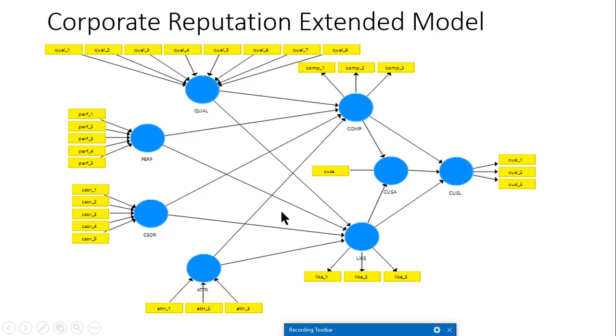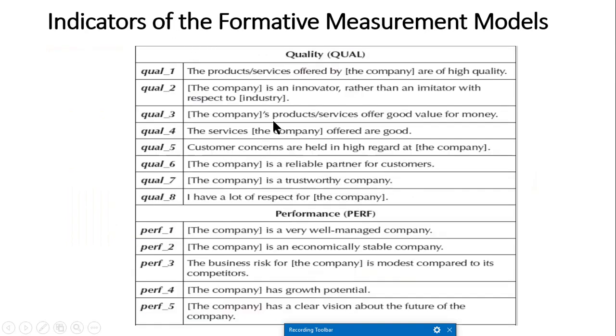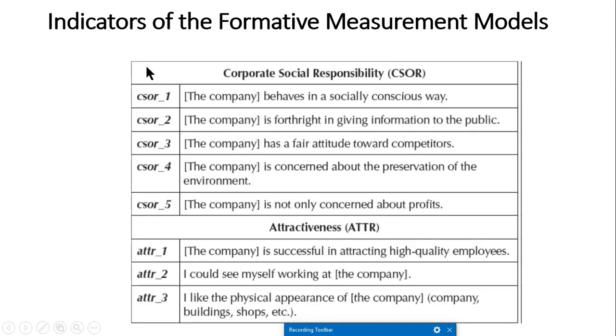After that, for the four exogenous constructs, here are all the indicators. So we have for quality 8 indicators. We have for performance 5 indicators. Then we have for corporate social responsibility 5, and for attractiveness we have 3 indicators.